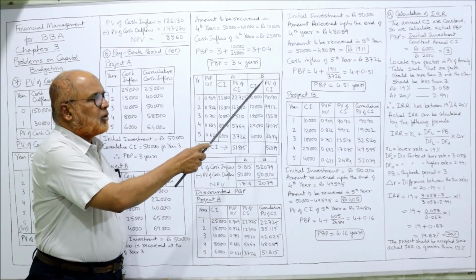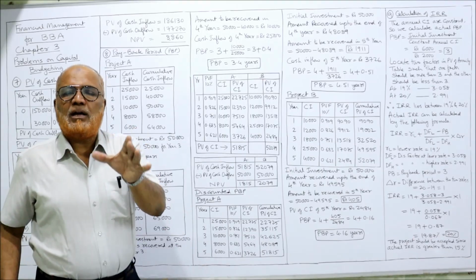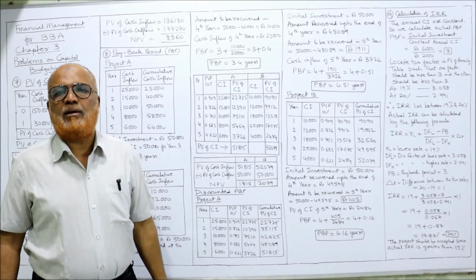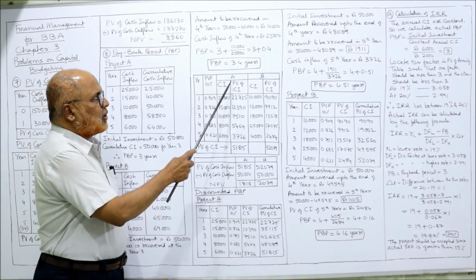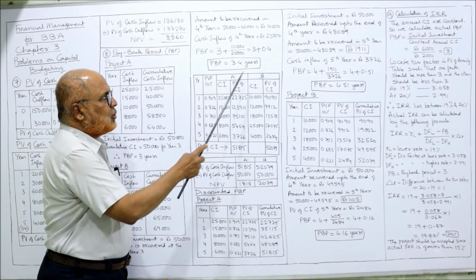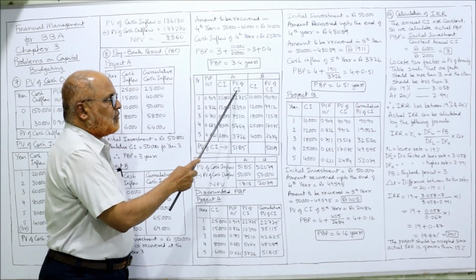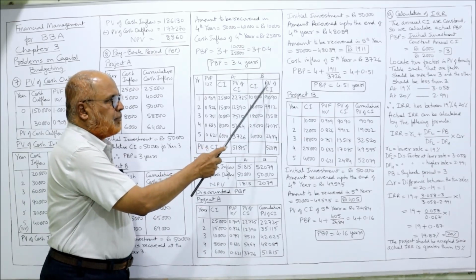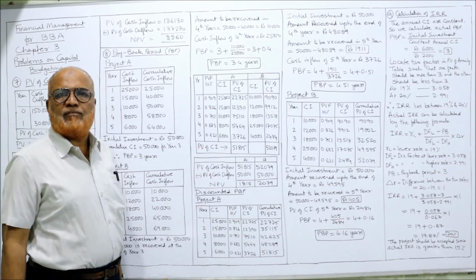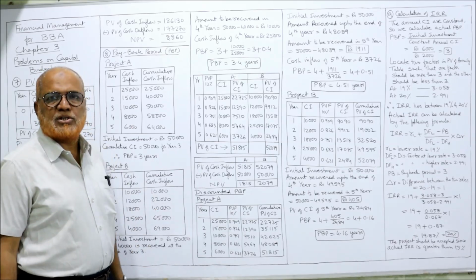Now I made two broad columns. Instead of calculating separately, in one table itself I am calculating NPV for both the projects. So two broad columns, A column, B column. Two sub columns, CI, cash inflow, PV of cash inflow. Again cash inflow for B project, PV of cash inflow for B project. In one table itself I am calculating PV of cash inflow for both the projects.